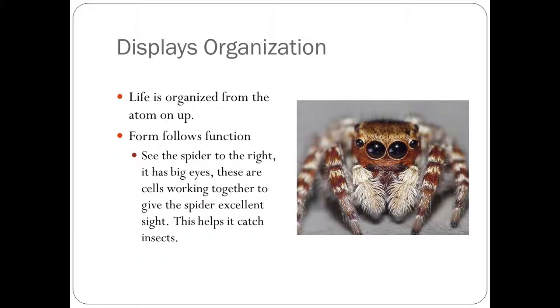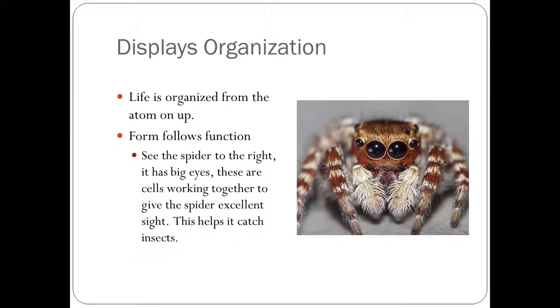So for an example, we look at this spider here to my right. He has 2 big eyes on the front. Those 2 big eyes allow him to see really well when he's looking at his prey. So the form, the big eyes, follows the function, lets him see prey.